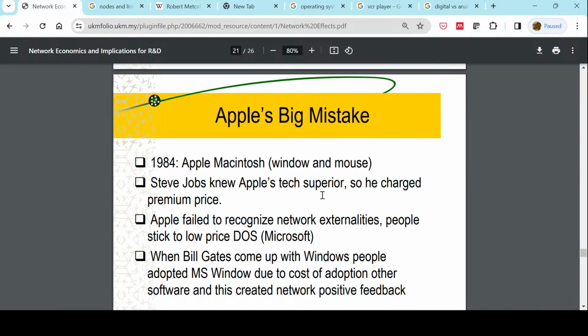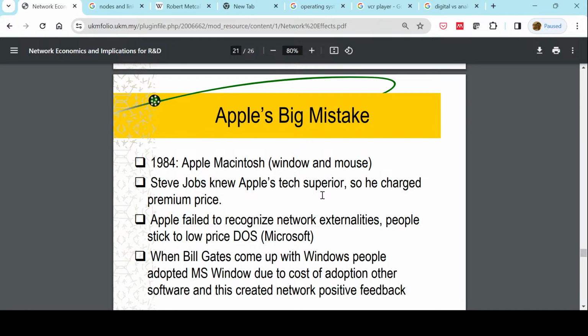I'm going slowly because I need to give you the whole, complete understanding. Some of these are in the past history. We learn from history for now and for the future. So Apple's big mistake: nothing there for Apple Macintosh, window and mouse.